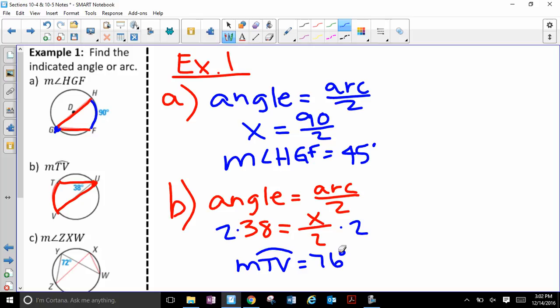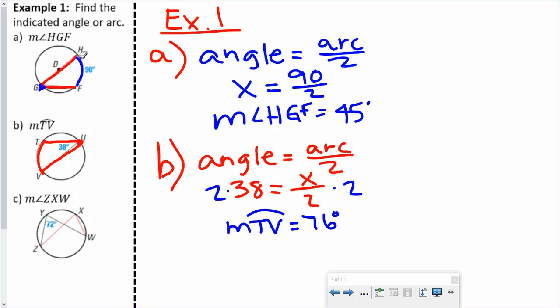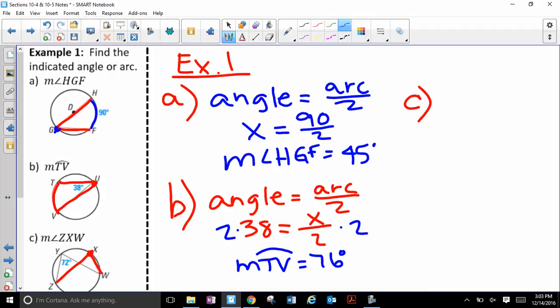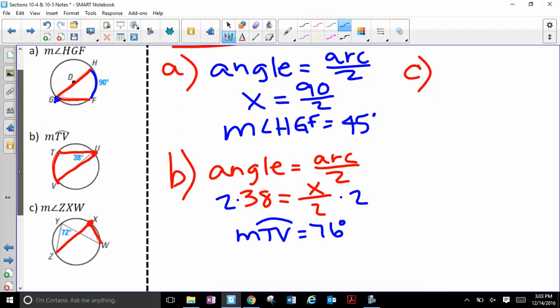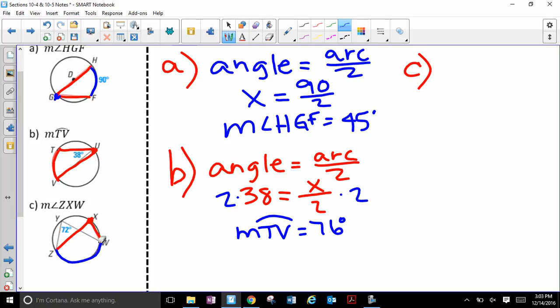Okay, so then on the next one, part C, put it over here. They want the measure of angle ZXW, which is in red here. ZXW, so the vertex of that is on the circle. Okay, and its intercepted arc is this ZW here, from here to here.